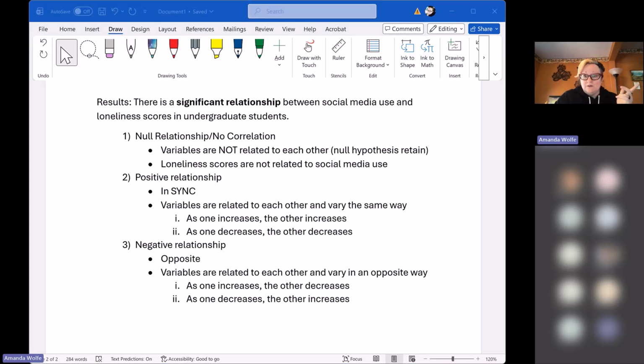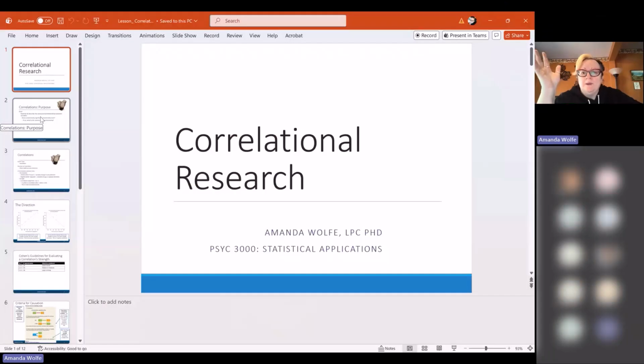I'm going to switch the window from our notes to the PowerPoint. And there's a couple of PowerPoints in your module this week. There's this one that's just about concepts related to correlations. There's one on how to hand calculate a correlation. That's the one where I've already recorded you a video lecture. And then there's one on regressions.